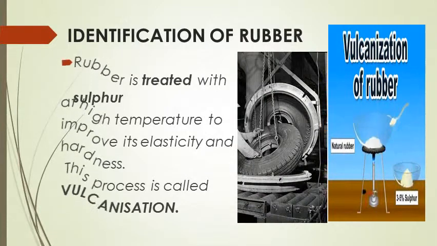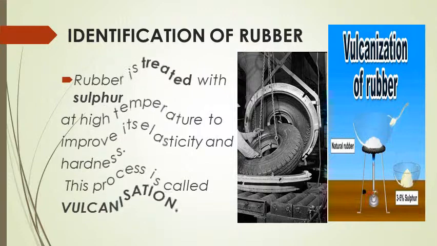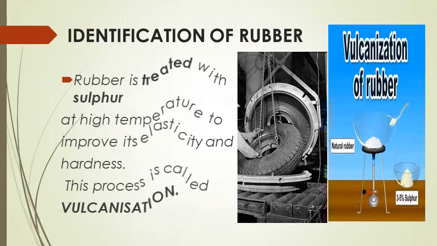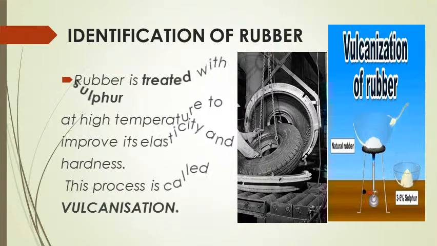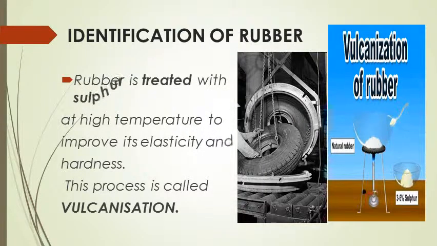Rubber is treated with sulfur at high temperature to improve its elasticity and hardness. We treat rubber to improve its quality, and the process of treating rubber is called vulcanization.